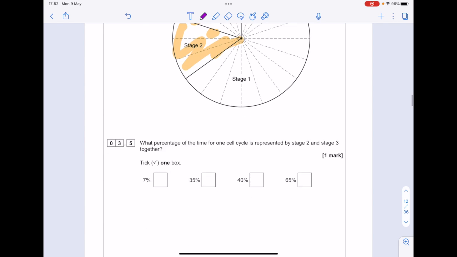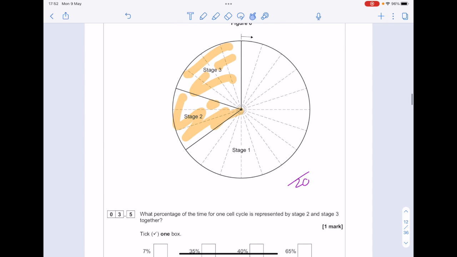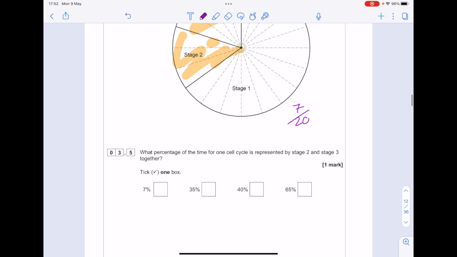So there's 20 slices altogether. How many of those slices take place in stages 2 and 3? 1, 2, 3, 4, 5, 6, 7. What's 7 divided by 20 times by 100 to get it into a percent? It's 35%.